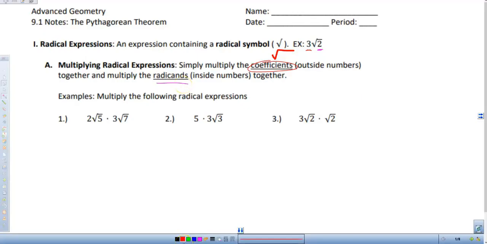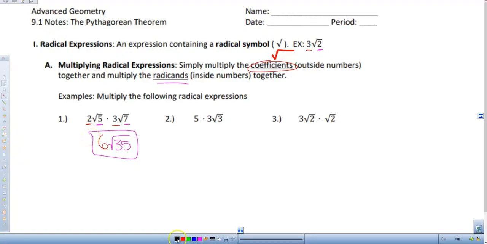All right, if we look at this first example, example 1. When I want to multiply 2 root 5 times 3 root 7, I'll multiply first my coefficients. 2 times 3 gives me 6. And then I will multiply together the radicands. I'll leave them in the radical symbol, and I'll get root 35. So the product of 2 root 5 and 3 root 7 is 6 root 35.